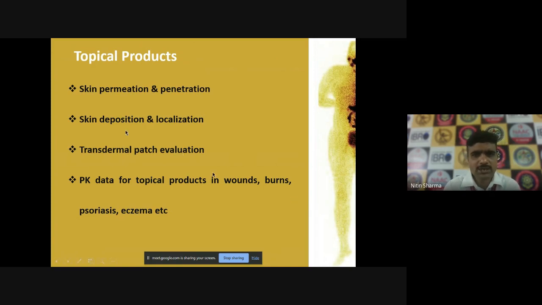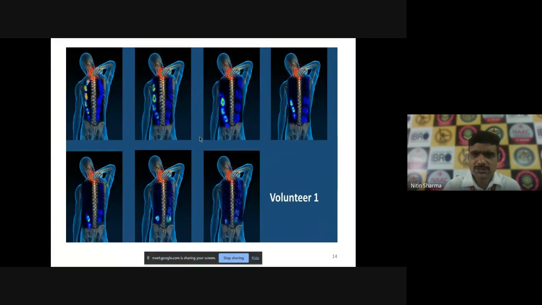Skin deposition and localization means specifically at which area, whether the epidermis, the dermis or the endodermis, my drug or formulation is residing. That we can determine with the help of this gamma scintigraphy technique. And this is very useful in the case of transdermal and any kind of topical drug product. So this is one of the studies which we performed for the gel.